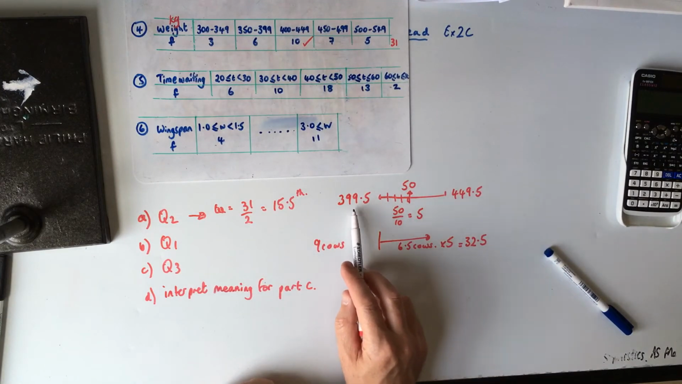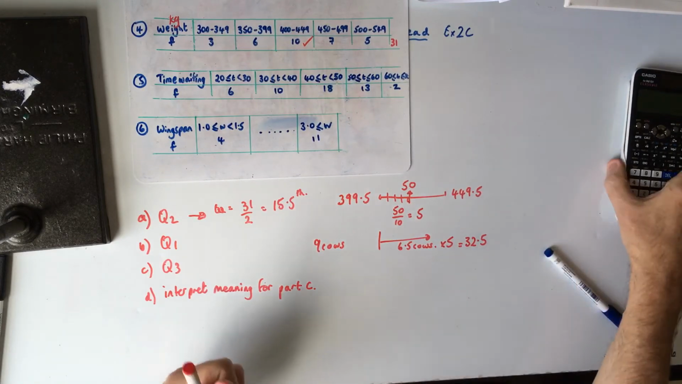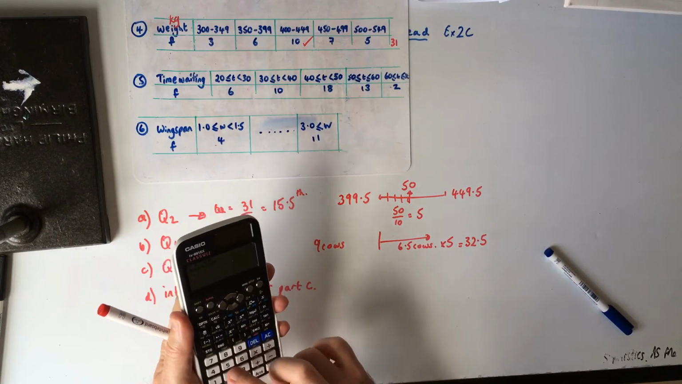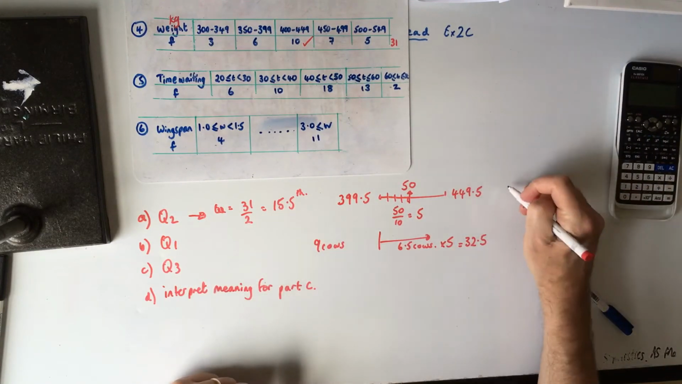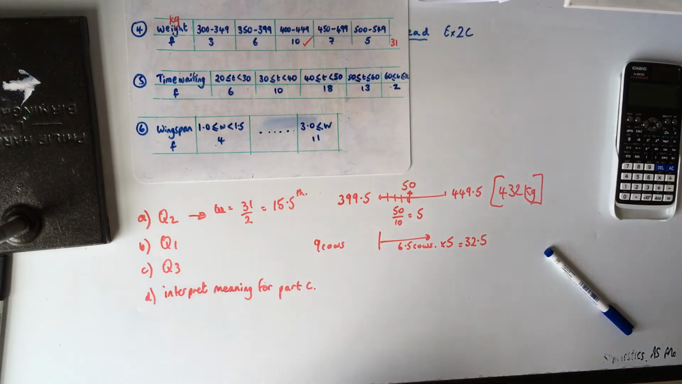So this group starts from 399.5, so we've got to add that 32.5 to it. So that plus 399.5 gives us 432. So therefore our 432 kilograms, I hope it's on the screen, that is our median cow.